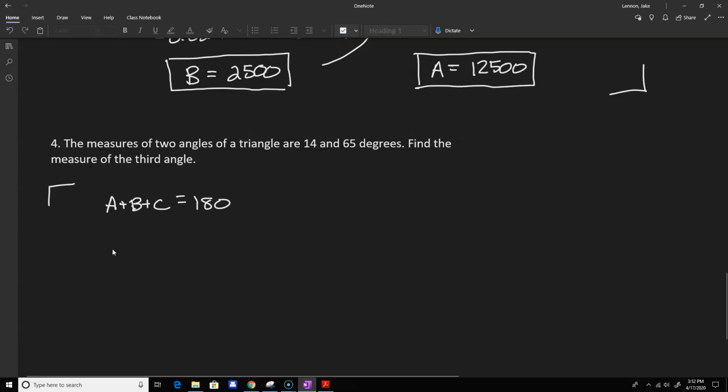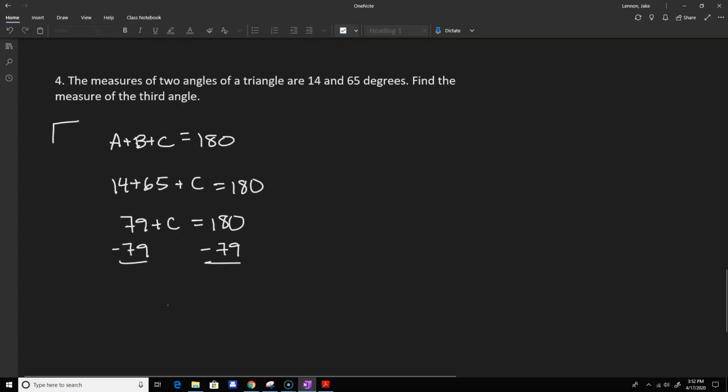So we just replace two of them with the measurements. So 14 plus 65 plus C is equal to 180. So we end up with 79 plus C. This is equal to 180. Subtract 79. So we know that angle C has a measurement of 101 degrees. And that's all you have to do for that one.